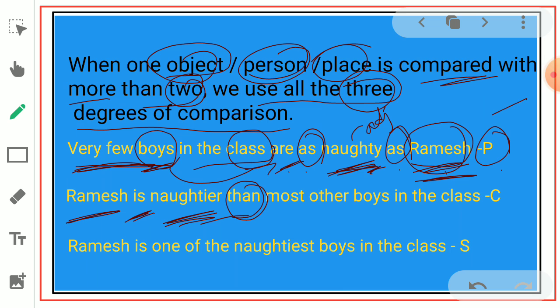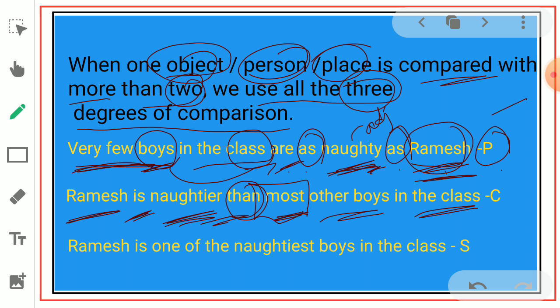Than is used in comparative. Thereafter we have to use most. Here most is the grammatical rule which we have to use in place of very few in these sentences. Got it? It is used after than, wherein comparative form: most other boys in the class. So this is how comparison is used in comparative form.